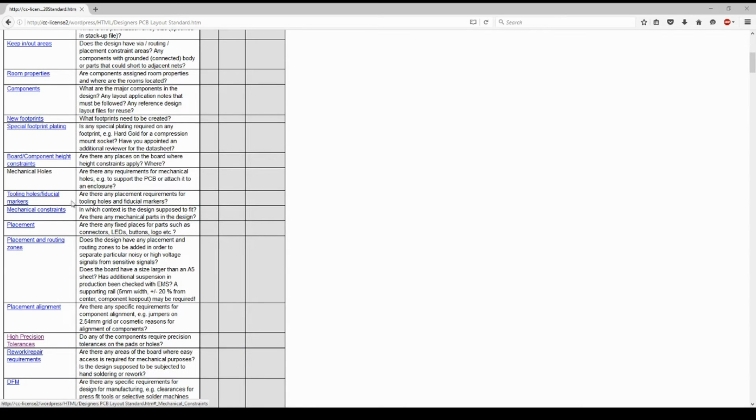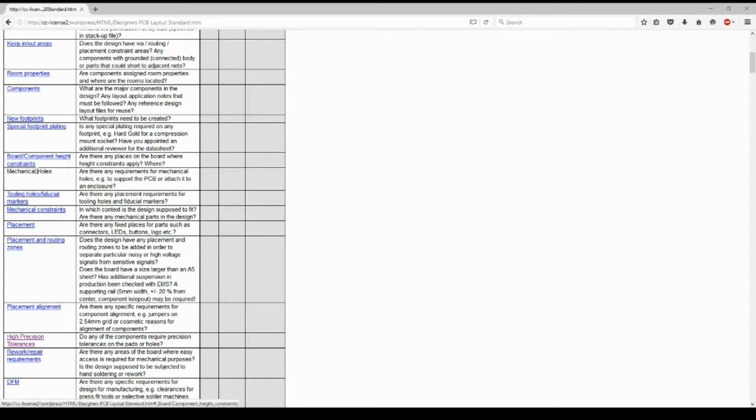Other things that can add to the complexity is if some footprints need a specific plating, and sometimes we may have socket connectors, or there may be some other reason that a specific plating is required for components. So again, get the information up front.